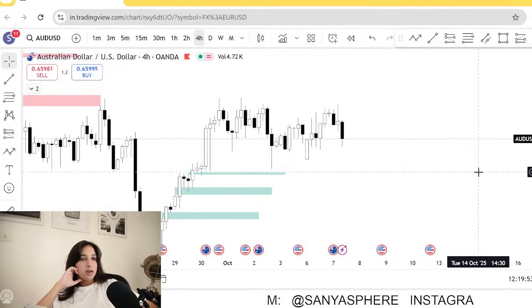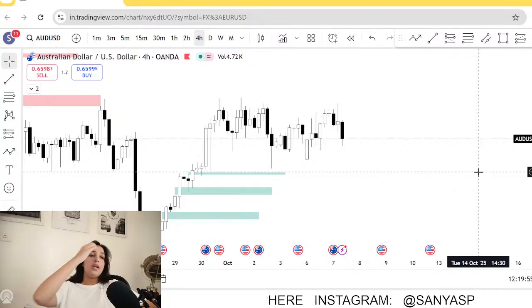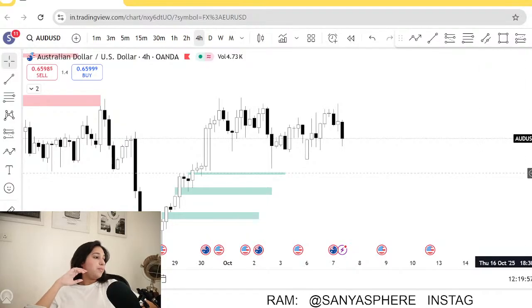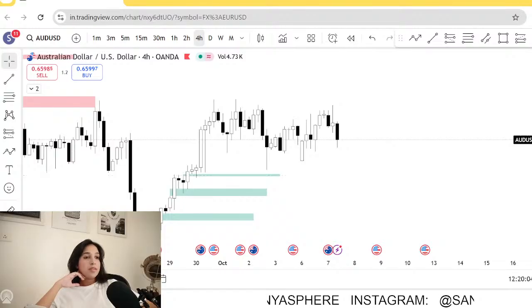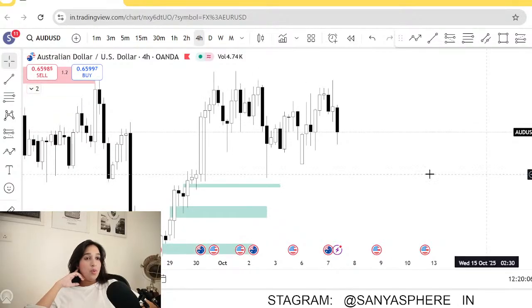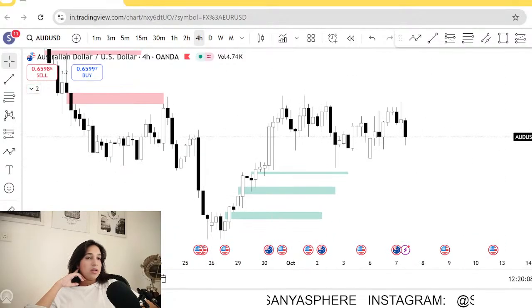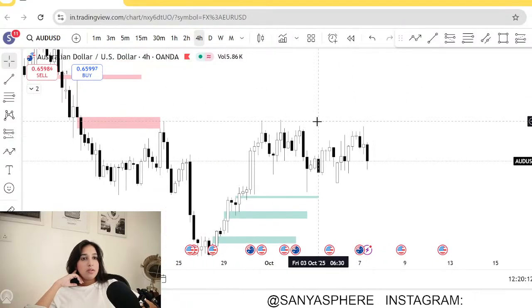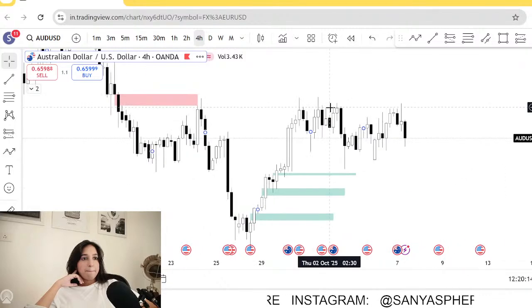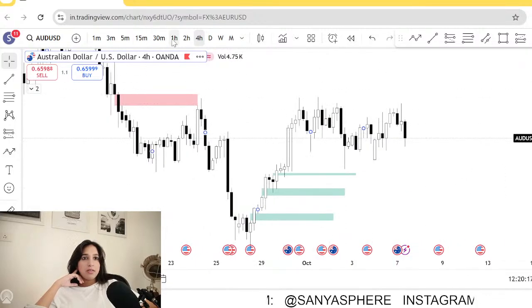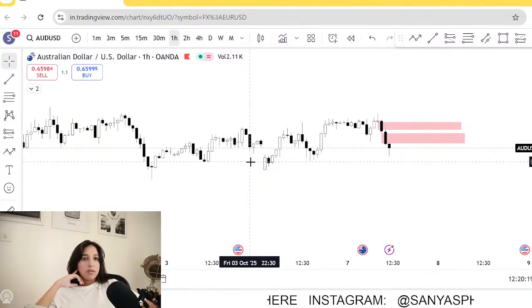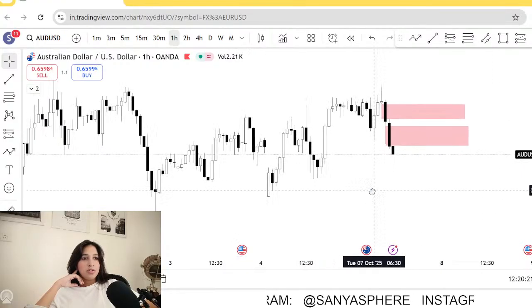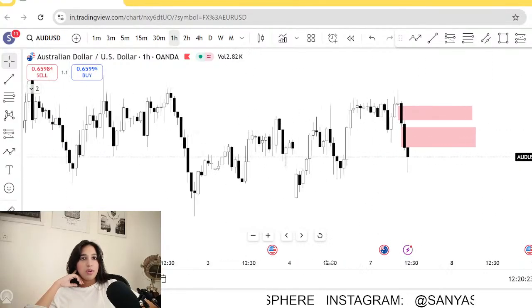Even for gold, I use the DXY. The DXY and gold, if they move in the opposite direction, so it's accumulating. Okay, the price action of AUD/USD today is not very good to trade, I feel.